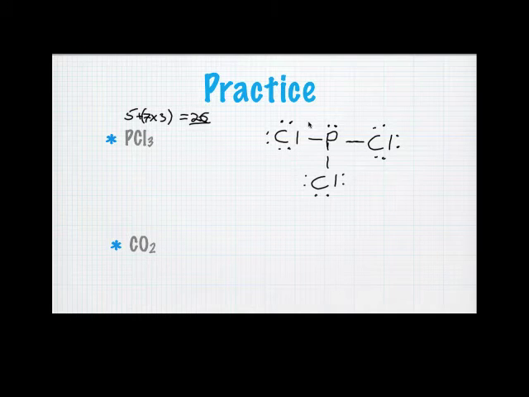To check the work that we've done, to make sure that we have accounted for all 26 valence electrons, we already know they satisfy the octet. We made sure that happened. So to check that it adds up to 26, we're just going to count each pair. So on top of that chlorine right there, we've got 2. 2 here, 4, 6, and then 8.